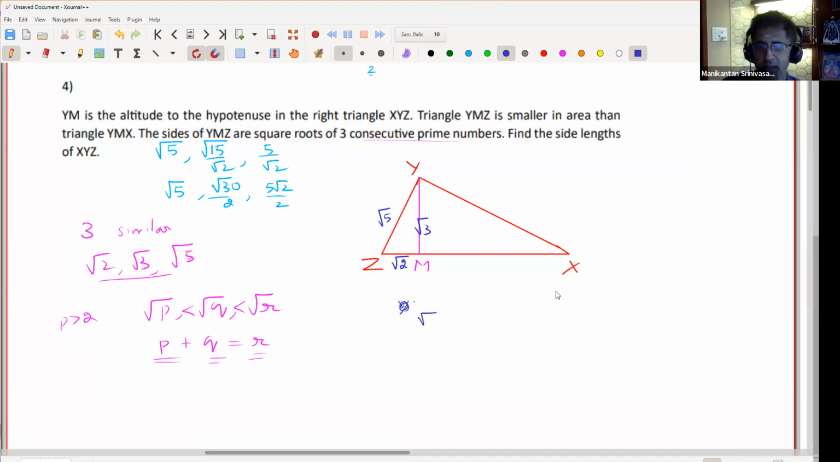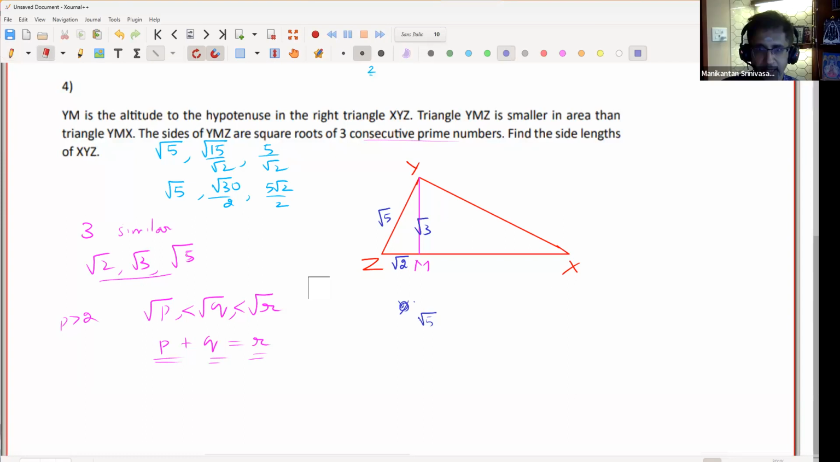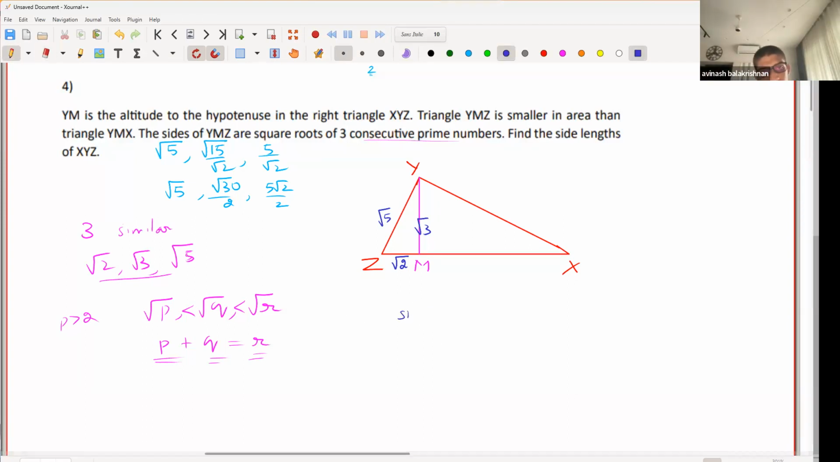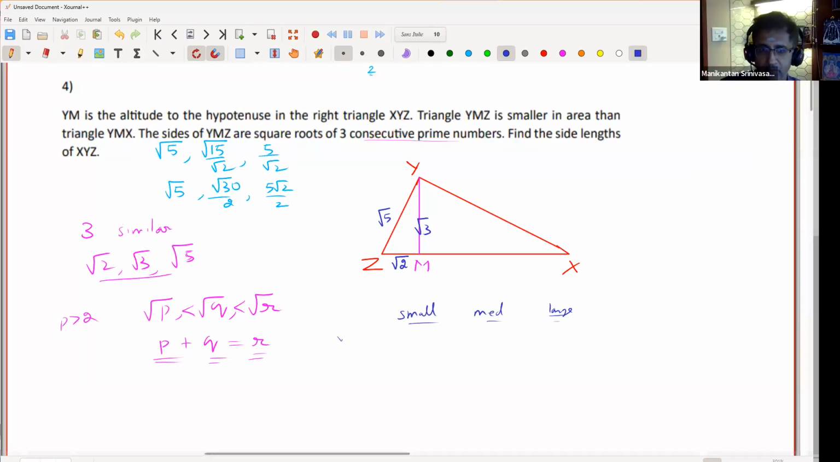YZ is the smallest side in the triangle YZX, and the smallest side in YZM is root 2. So the ratio of the smallest sides is root 5 to root 2. Exactly.